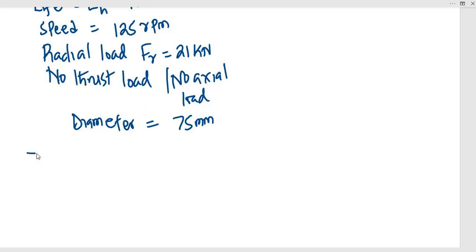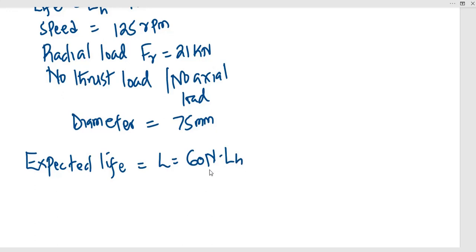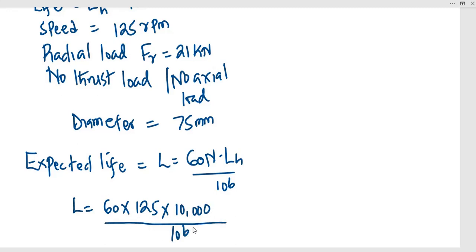Okay, to proceed, first of all, we need to know the expected life of the bearing for 90% of that group of bearings. So expected life is L, and this is equal to 60 N times LH divided by 10 power 6. So this L is going to be 60 times N, which is 125, times 10,000 hours, divided by 10 power 6. On the calculator, 60 times 125 times 10 exponent 3, now divided by 10 exponent 6. We find that this gives us 75 million revolutions.